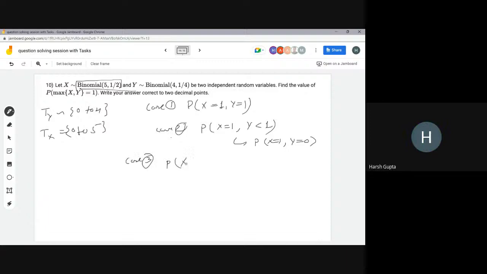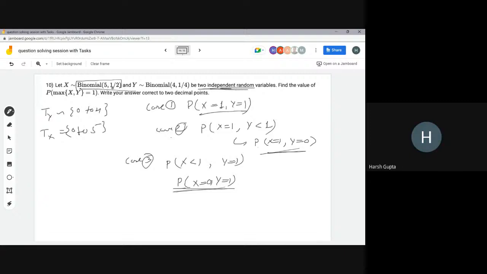Case 3 is just like the reverse of case 2. Now we are fixing Y equal to 1, so X should be less than 1. There is again one case where X equal to 0, comma, Y equal to 1. These probabilities you can calculate because they are independent. Then you can write this in terms of the product of marginals, P of X1 into P of Y1. You have come from max of X comma Y to X and Y, and the distribution function is given, so you can calculate easily.